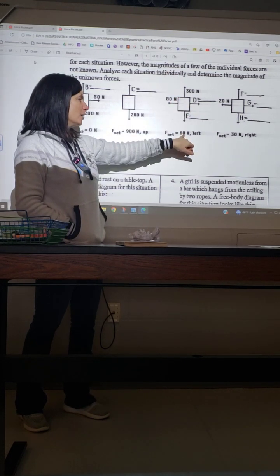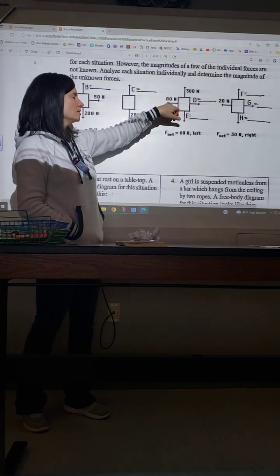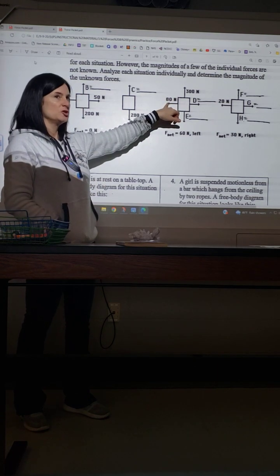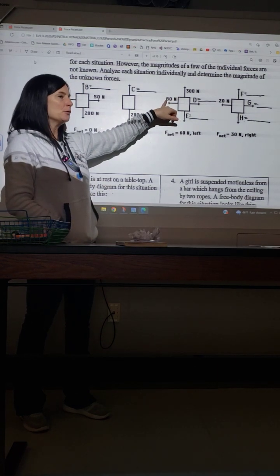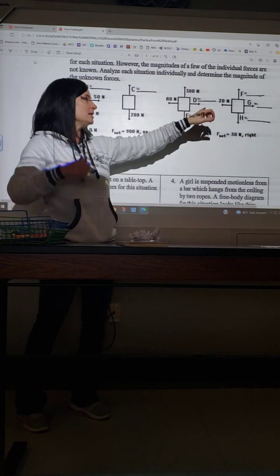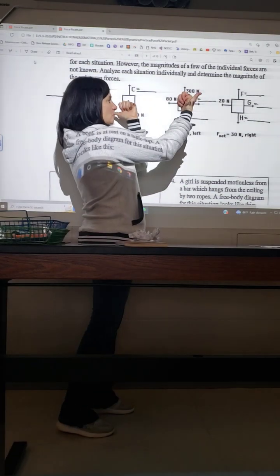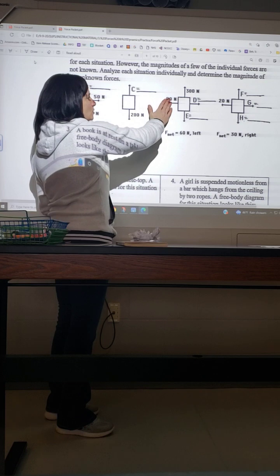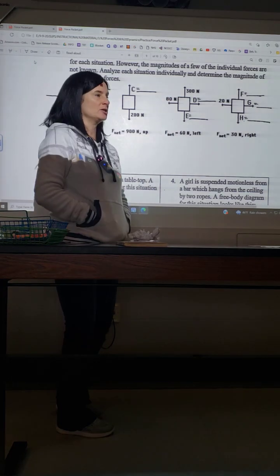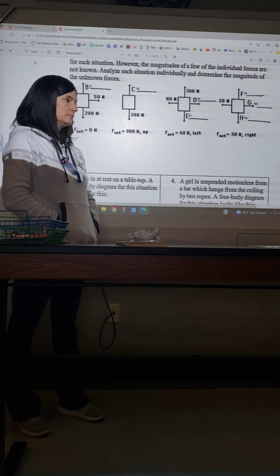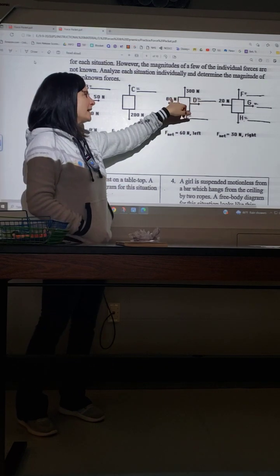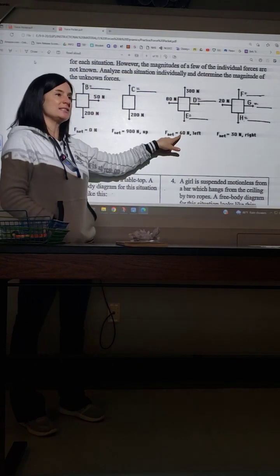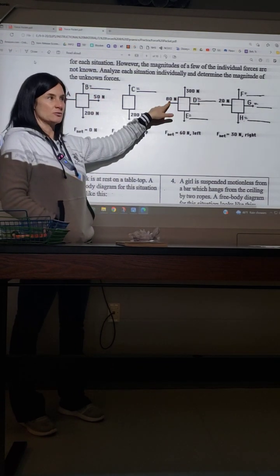Now we need to end up with 60 newtons to the left. So we have 80. How are we going to make that happen? D is the opposite direction, so we know we're going to have to subtract. So what can we subtract from 80 to get an answer of 60? 20. So if we take 80 minus 20, we will get 60 in the left direction.